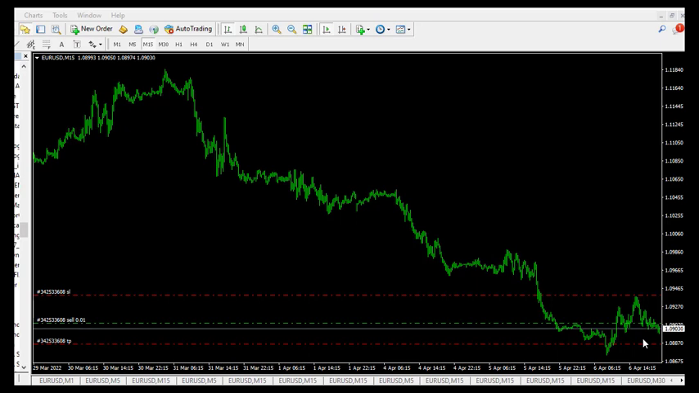Today I would like to show you yet another simple strategy that you can use to trade on MT4. Today I only have two indicators that I'm going to add to my chart.